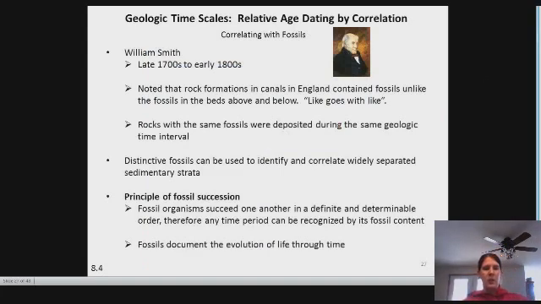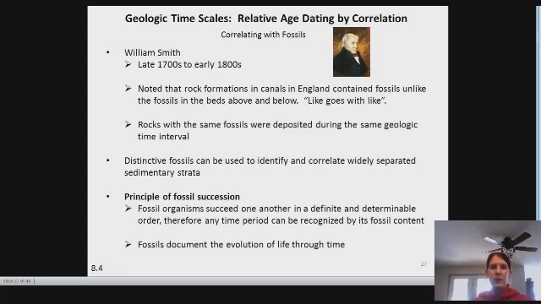So, correlating with fossils. This idea was brought about by William Smith in the late 1700s and early 1800s. He noted that rock formations in canals in England contained fossils, unlike the fossils in the beds above and below. Rocks with the same fossils were deposited during the same geologic time interval, and distinctive fossils can be used to identify and correlate widely separated sedimentary strata.